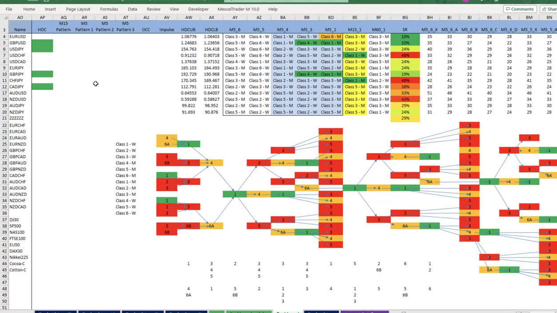So point D of our pattern needs to be outside HDC, especially for a call. On an overlay as well, either point A or C needs to be outside. So it's obviously a class 3 pattern, needs to be outside of the HDC channel and then trading back towards the middle of the HDC channel. If either of those are met, then the first column over here will show a green block.